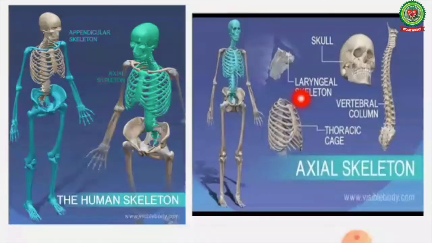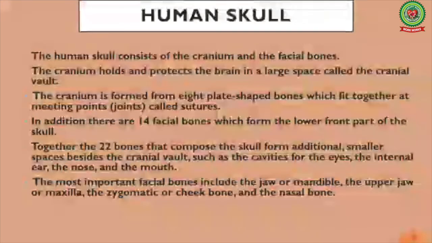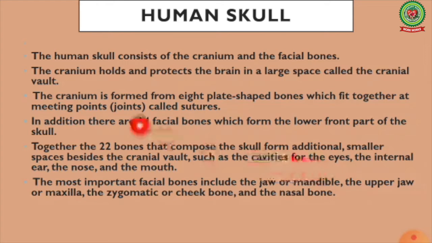In this image, we can see the axial skeleton and appendicular skeleton. All the bones which are present along the median longitudinal axis of the body collectively constitute the axial skeleton, and the bones that are attached to the axial skeleton constitute the appendicular skeleton. In this image, we can see the parts of the axial skeleton. Now, one by one, we are discussing the human axial skeleton.